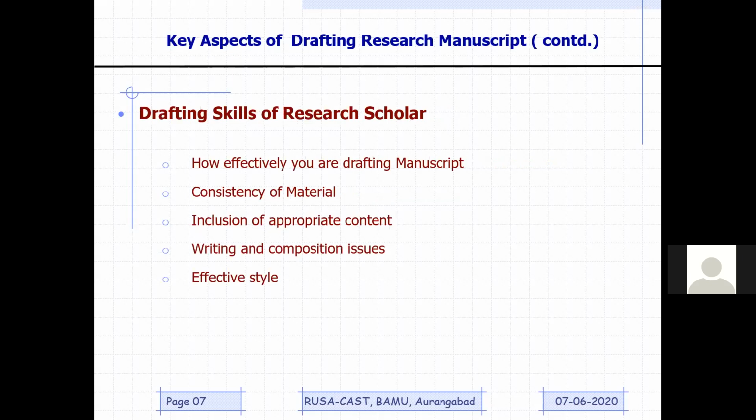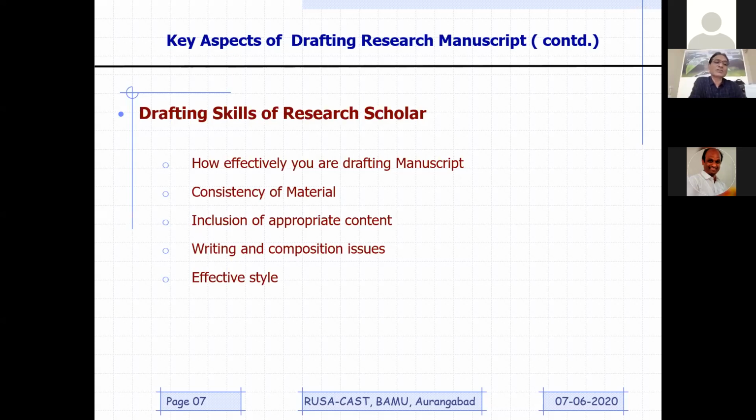Then drafting skill. This is very, very important. Apart from these 3 parameters, which are novelty, social relevance, and credibility, if you don't have drafting skill, then it will be very difficult to convince the reviewer, because it is not going to be that easy for you. Let me tell you, my friend. Therefore, throughout this 1 hour today, I will be focusing more on how an impactful manuscript can be drafted.